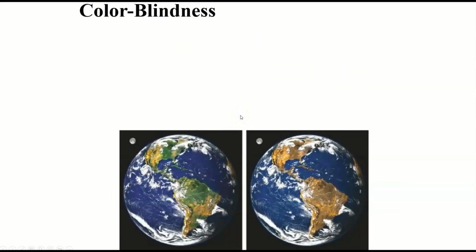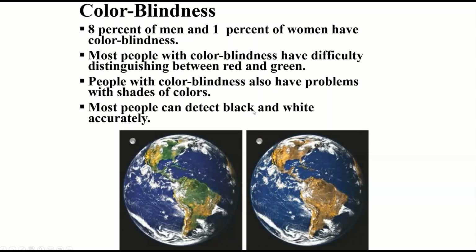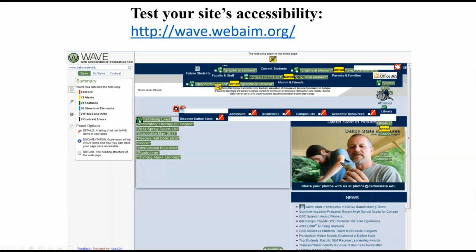So here's an example. If you had this on an assignment, over here on the left it's very clear. You can see green, but over here you can't. You can see blue for the ocean, but you can't see the green that you could over here. There are a variety of colorblind issues. 8% of men are colorblind. So think about that for a second. And the most common thing is distinguishing between red and green.